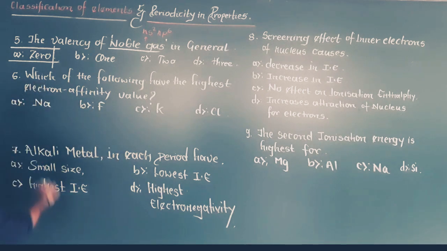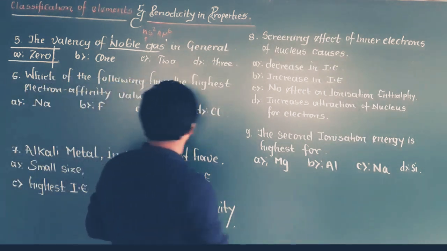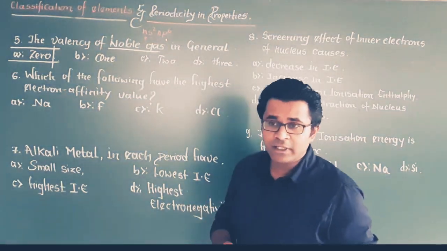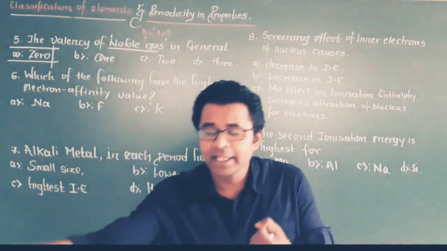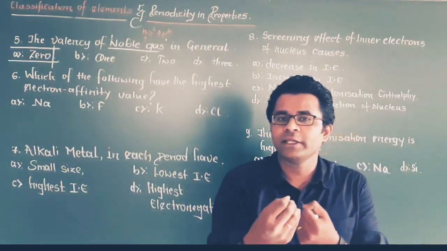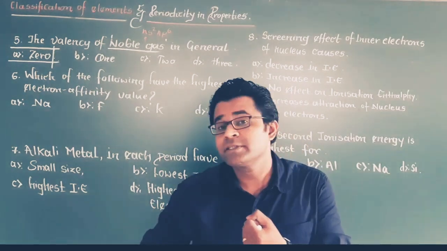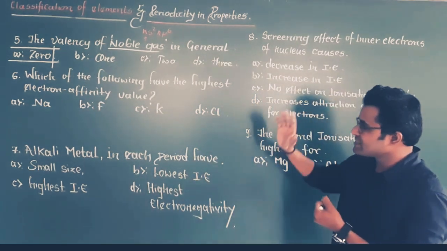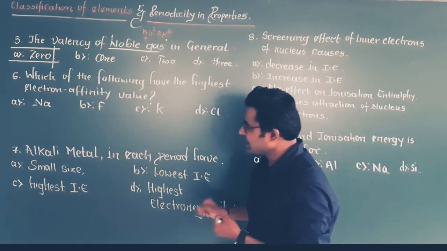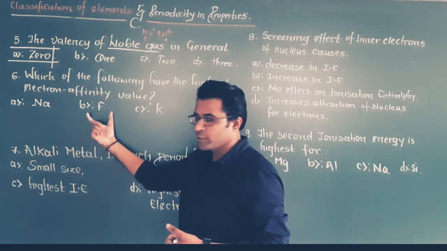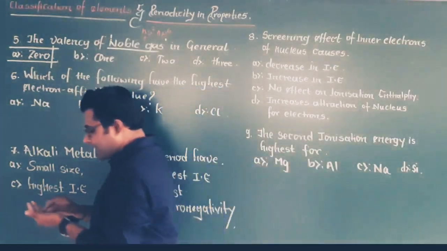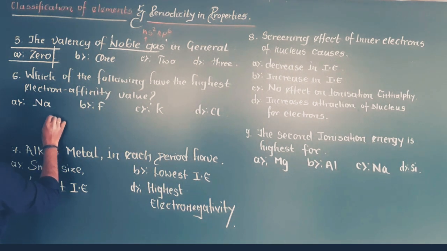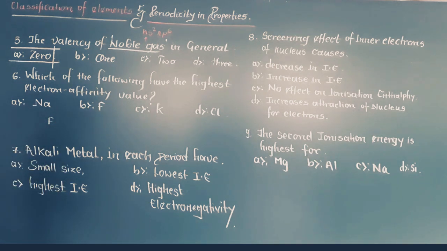Coming towards question number 6, which of the following has the highest electron affinity value? Now, we have spoken about electron affinity. When an electron enters into a system, how much energy can be released. It also depends upon the size of an atom. Let's first look at the smaller size. The smallest size in this case is going to be fluorine. According to the sizes, it is going to be first, fluorine, right?